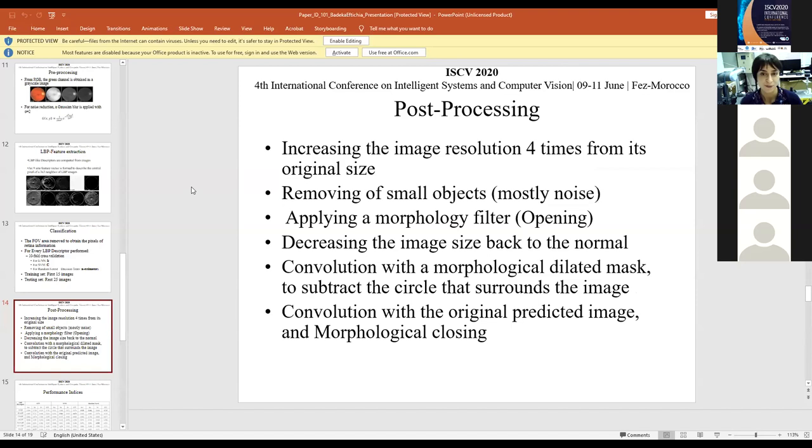Now, after that, we perform post-processing to get better quality; for every LBP extraction, the machine learning result is handled the same way. So we increase the image resolution four times from its original size. We remove small objects and then apply a morphological opening filter. And after all this, we decrease the image size back to normal. And also we multiply it with the one dilated mask to subtract the circle that surrounds the image.